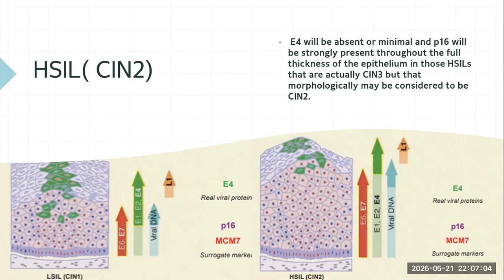In the next slide I have shown the comparison between LSIL, HSIL, and then CIN2. In CIN2, which is also labeled as HSIL, E4 will be absent or minimal and P16 will be strongly present throughout the full thickness of the epithelium in those HSILs that are actually CIN3 but that morphologically may be considered to be CIN2. So it is very difficult.